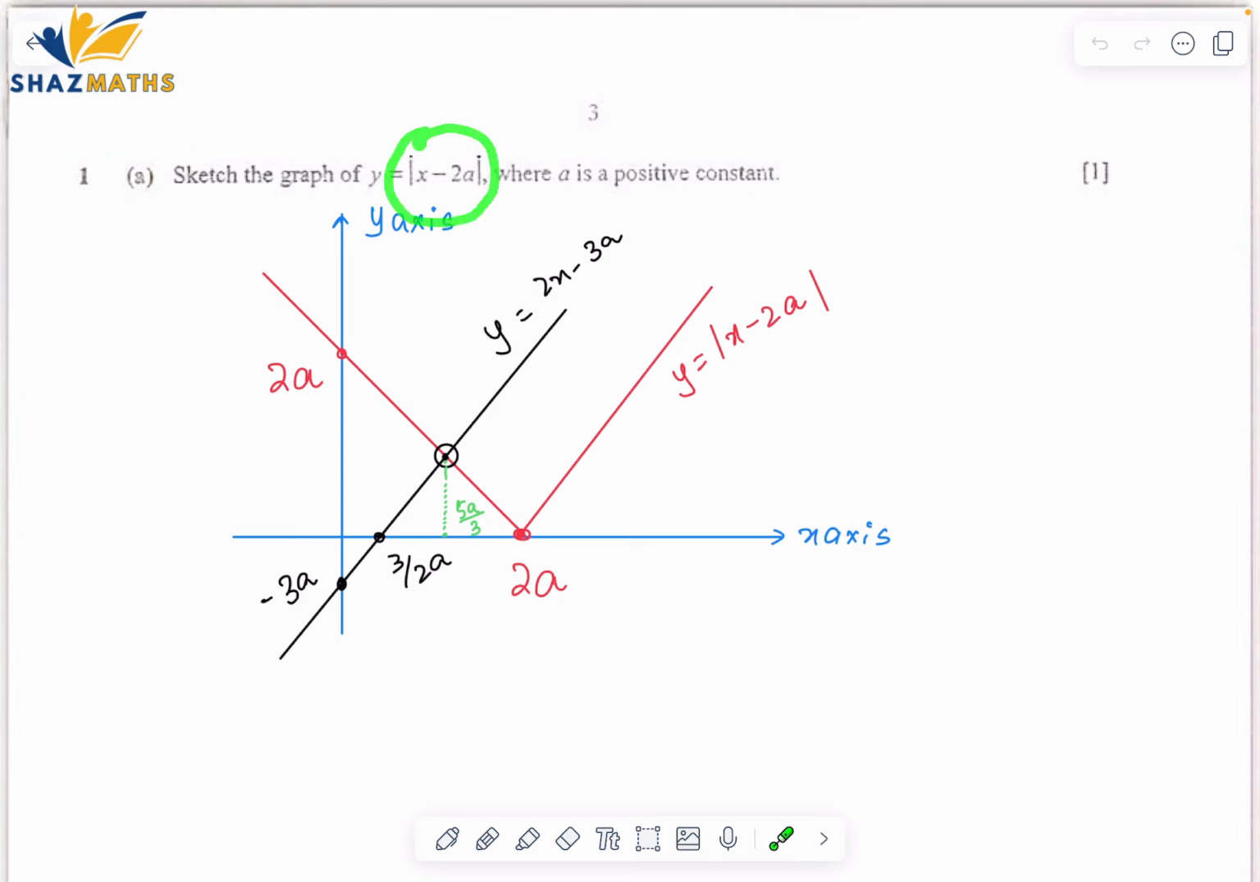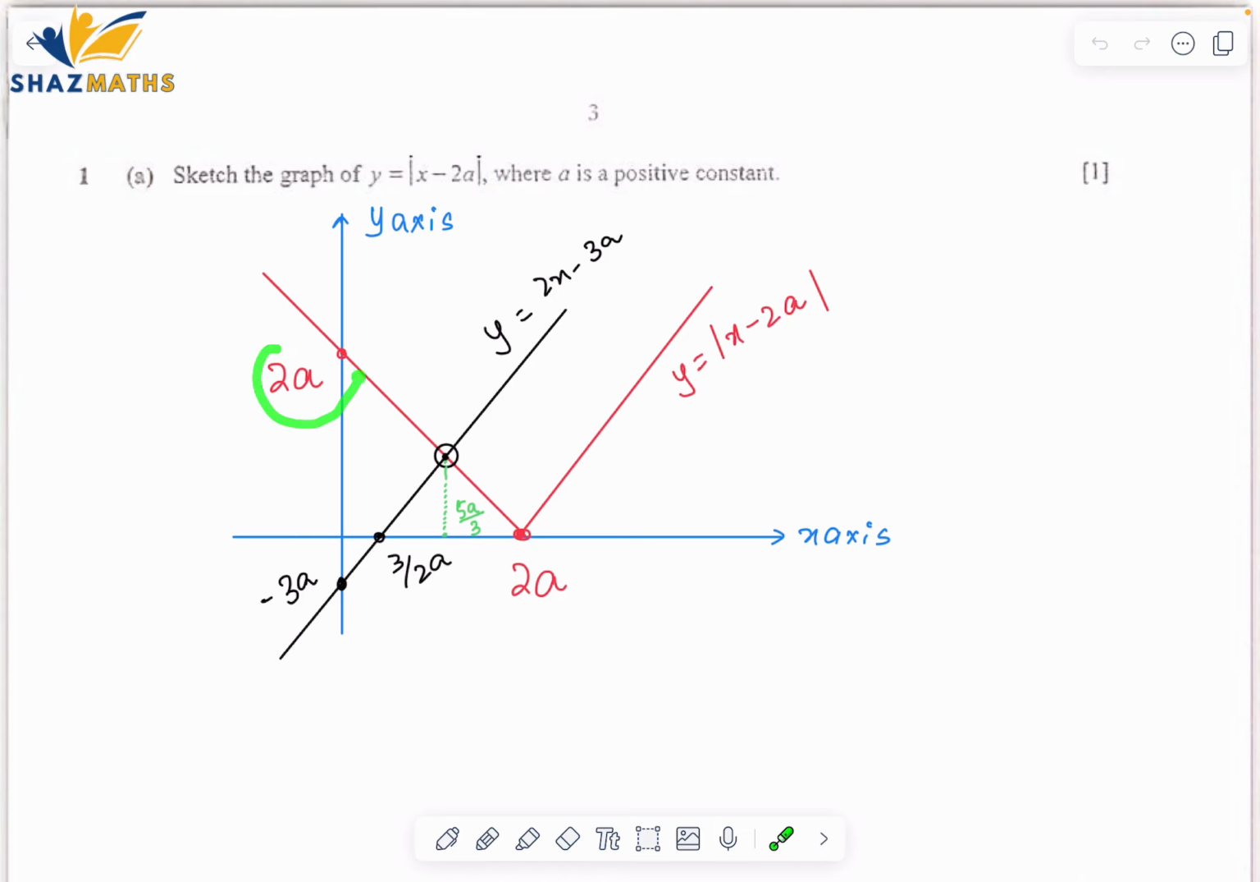Since we have a positive number outside the modulus, it will be a V-shaped graph. In order to find the lowest point on the graph, we will equate the value inside the modulus to 0. So x minus 2a should be equal to 0 and x equals 2a. How do you find the y coordinate of the lowest point? Basically, we have plus 0 outside the modulus, so it will be on the x-axis.